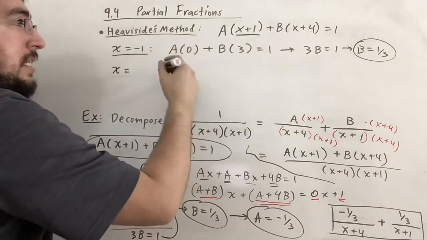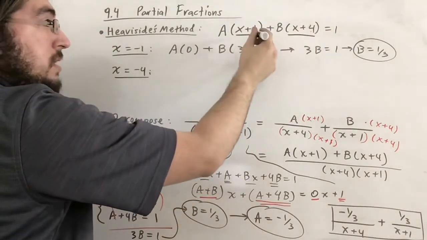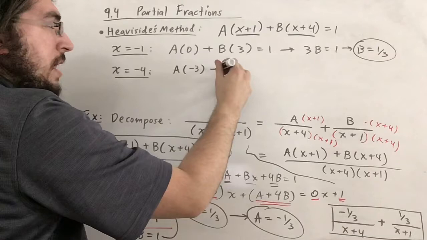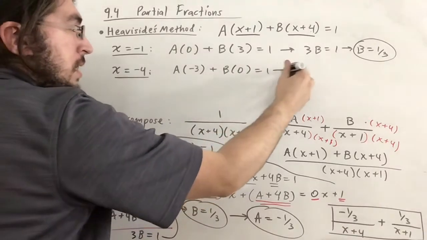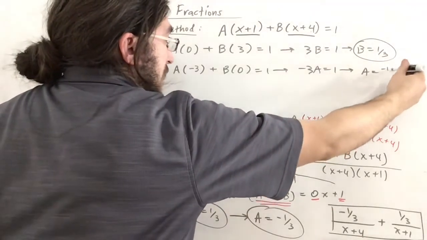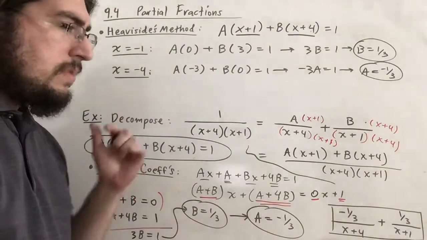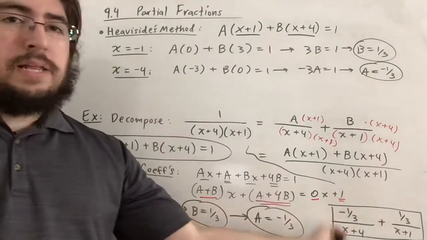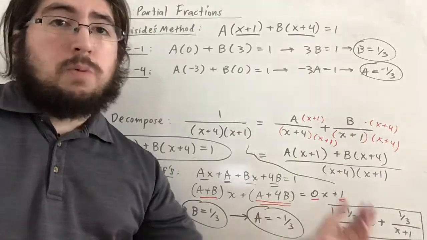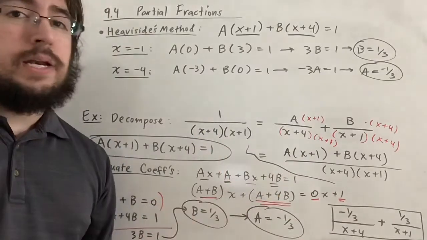Because now if we plug in, let's say, -4, which will make x plus 4 0, well, now we get -4 plus 1, which is -3, so that's a times -3, plus b times 0 is equal to 1. That gives us -3a is equal to 1. So dividing by -3, that gives us a is equal to -1/3, and we're home free. And by the way, you can always check your answer. In other words, you can combine this back into one fraction with the same common denominator, and you'll see indeed the numerator will combine into just 1 in this case.